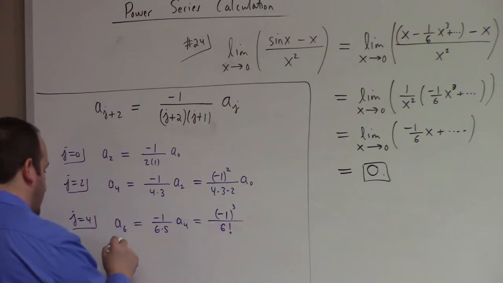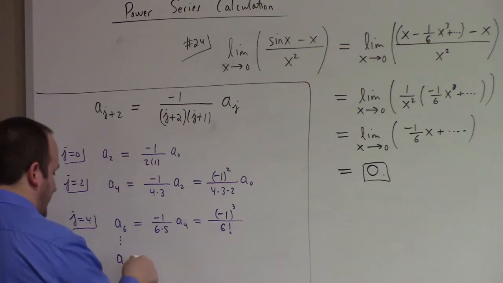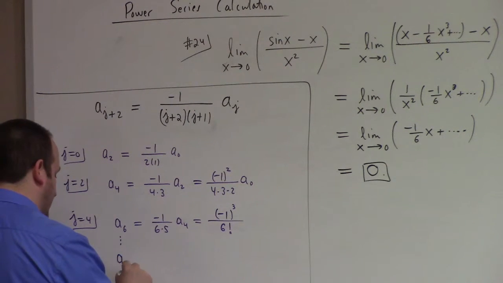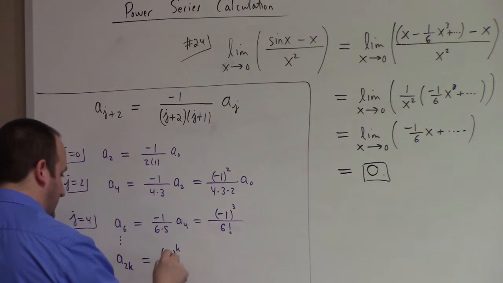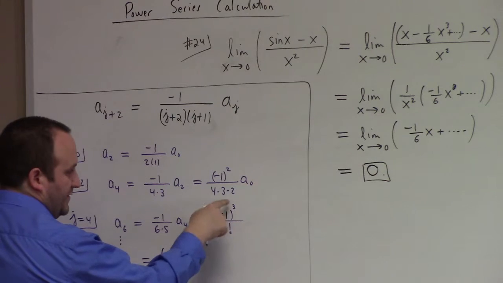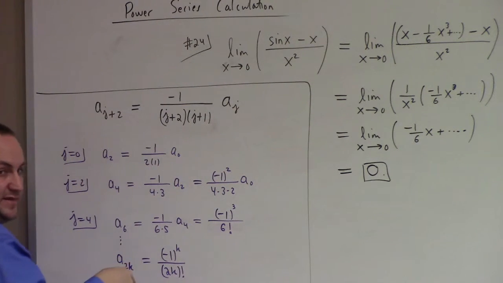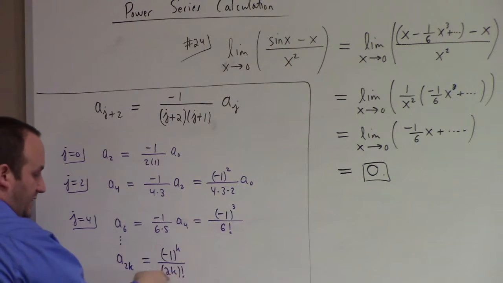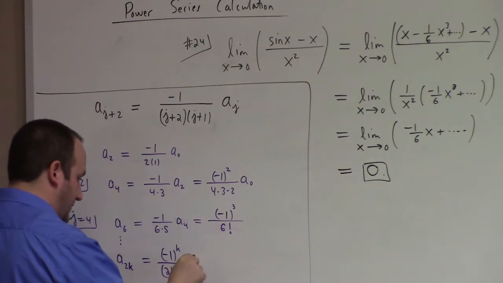Well, let's just jump. You can see a sub 2j is equal to what? Oh, maybe 2j is a bad letter. Let's say a sub 2k is equal to what? Looks to me like it's minus 1 to the k divided by 2k factorial, right? Because you see the 6 and the 3, the 4 and the 2, see the pattern with the minuses? So this is 2k, but that's just k up there. And that's a sub 0, right?